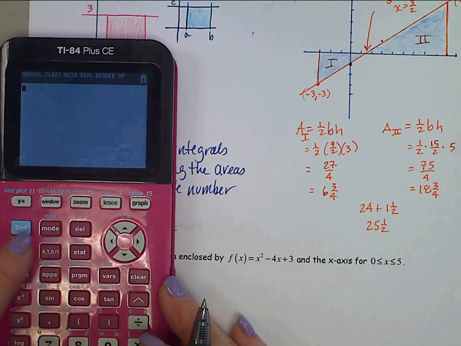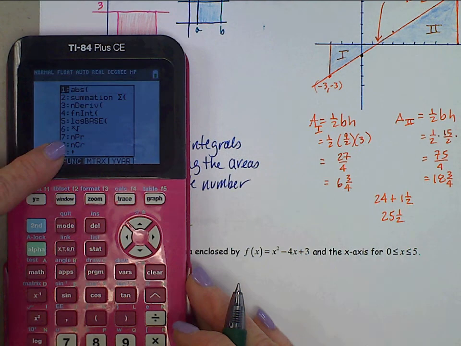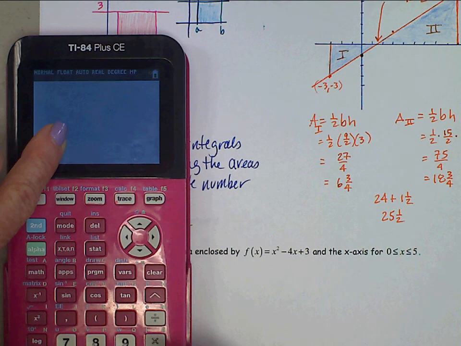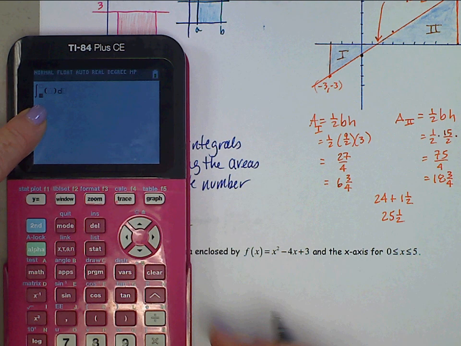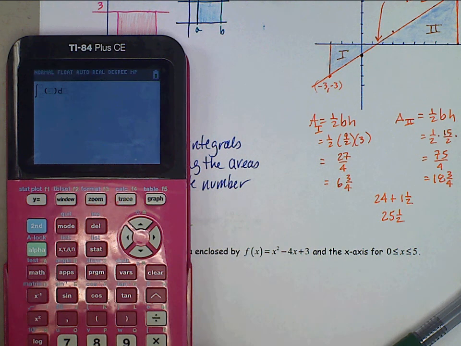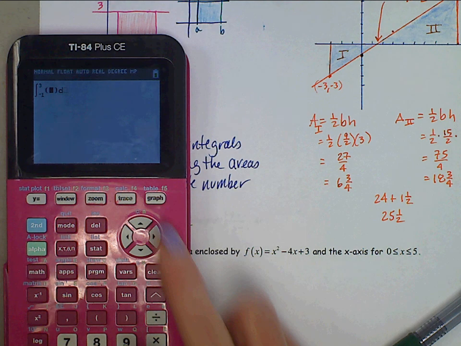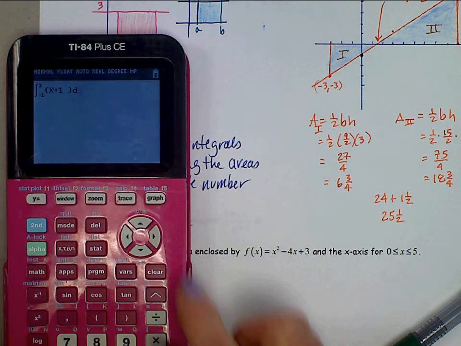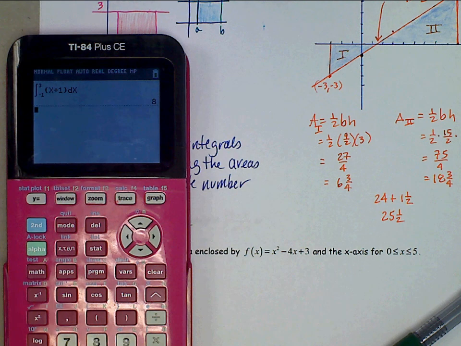All right, alpha, F2, fourth choice down is fnInt. Oh, and it looks like that. So if we look back to the very first problem that we did, the integral from -1 to 3 of x plus 1 dx, and 8, and that matches the work that we got.